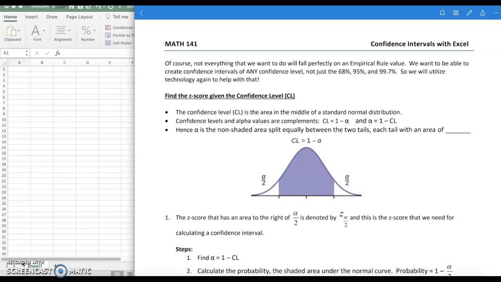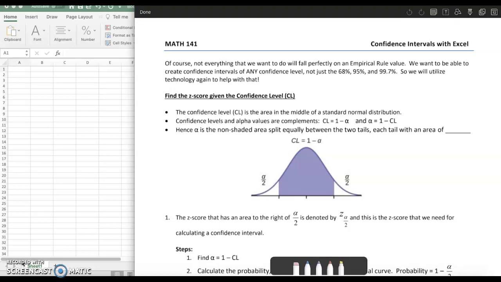The first skill we're going to look at is finding the z-score for a given confidence level denoted CL. So what we know is that the confidence level is the area in the middle of the standard normal distribution. So these areas that are in between here, whenever we write our percentage, how much we want to be included inside there, that's the confidence level. So again, we can use other values other than these. We can use any percentage we want.